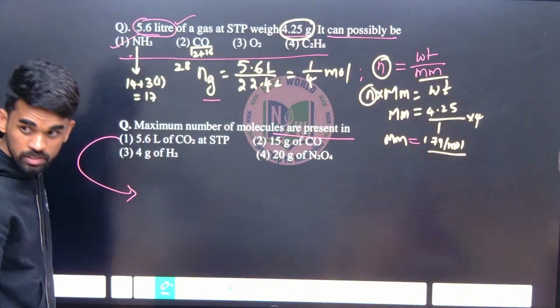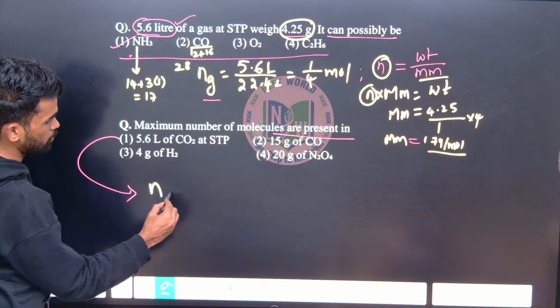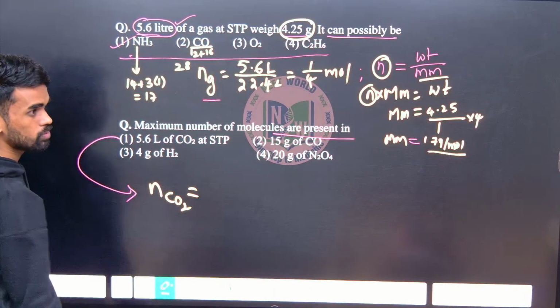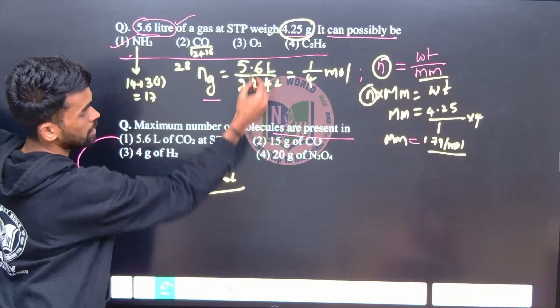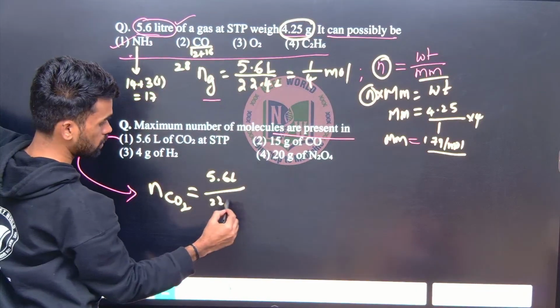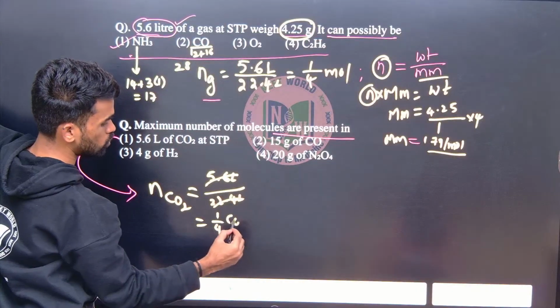So tell me, how can we do this? For the first option, you tell me. Yeah, how can I do that? Number of moles of CO2 equals 5.6 liters by 22.4 liters, as we did already. So 1 by 4 moles of CO2 we have.